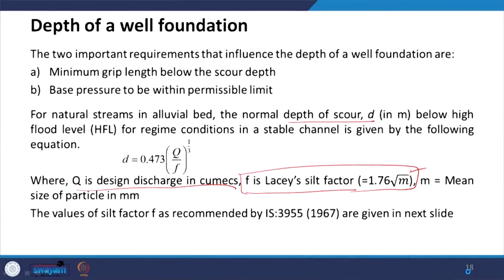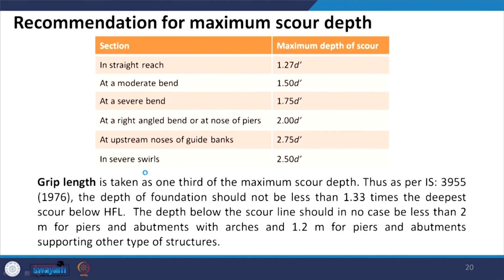Now, let us talk about the recommendations for maximum scour depth. What are the recommendations? Scour depth, of course, you can find using this relation here in a stable channel. But this will give you kind of a minimum value, and for design or analysis we need to go beyond that. And as said, below the scour depth there should be some grip length to accommodate. What has been recommended is that this is the maximum depth of scour, and in a straight reach it should be 1.27 times D.